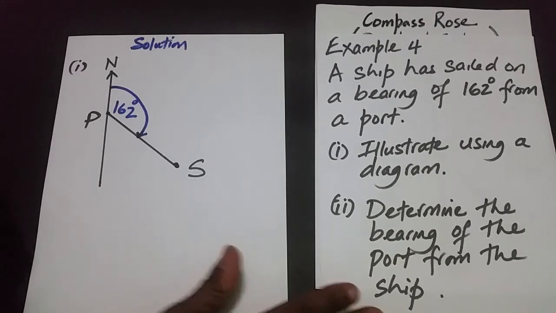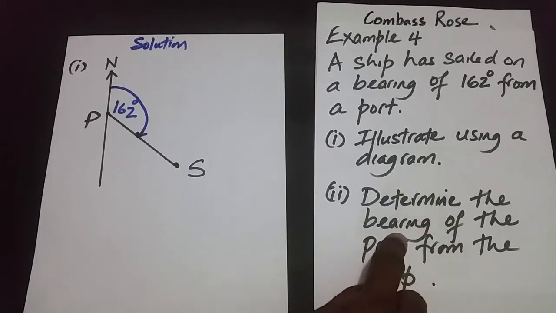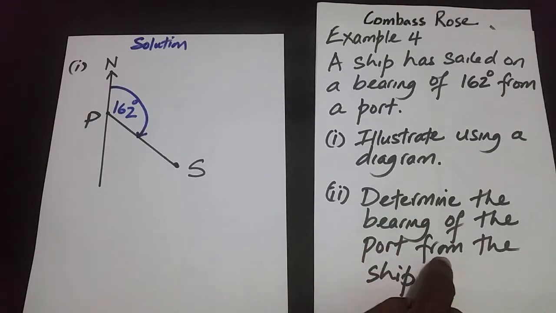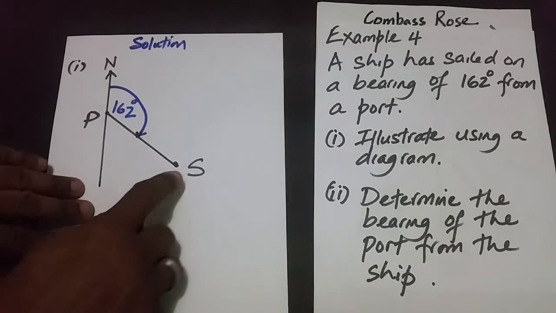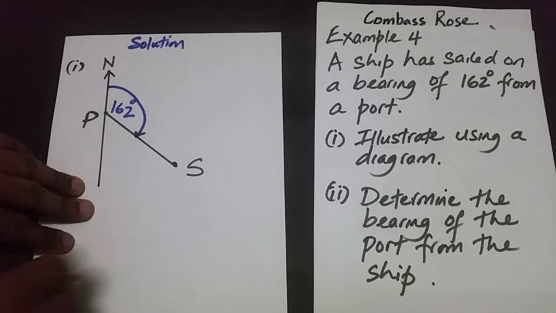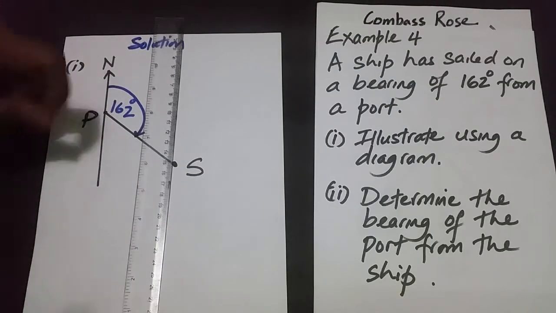Now part 2 says, determine the bearing of the port from the ship. Now they want us to tell them the bearing of the port from the ship. So because it says from the ship now, we have to draw a north line through the ship. So let's get with that.